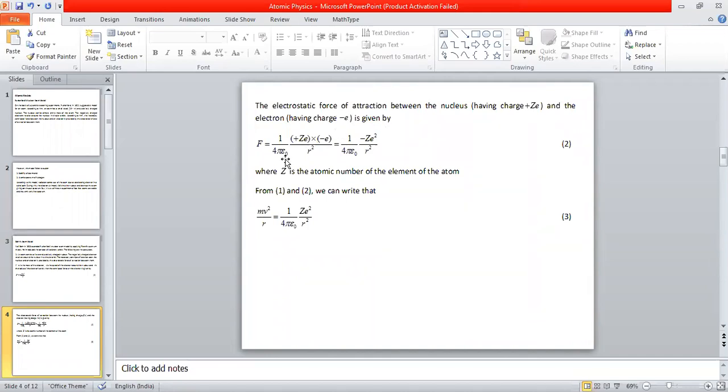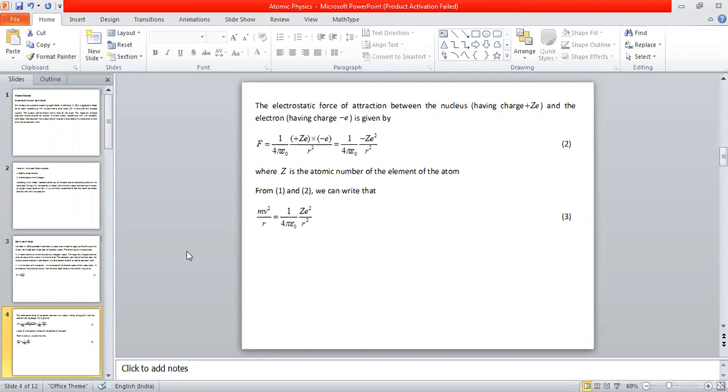According to Coulomb's law, the force of attraction is given by 1 by 4 pi epsilon Q1 Q2 divided by r square. Q1 is the charge on the nucleus, plus Ze. Q2 is the charge on the electron, minus e, divided by the square of the distance r, where r is the radius of the circular orbit. So, 1 by 4 pi epsilon naught minus Ze square by r square, where Z is the atomic number of the element.